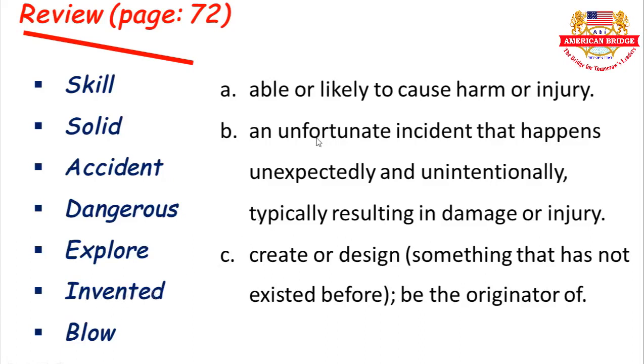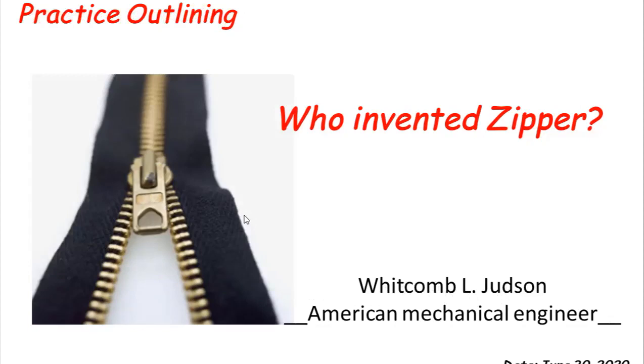What about A, able or likely to cause harm or injury? What's that? Can be dangerous. Okay, an unfortunate accident that happens unexpectedly and unintentionally, typically resulting in damage or injury. So we call it accident. Okay. So now let's move to the next slide, everyone.